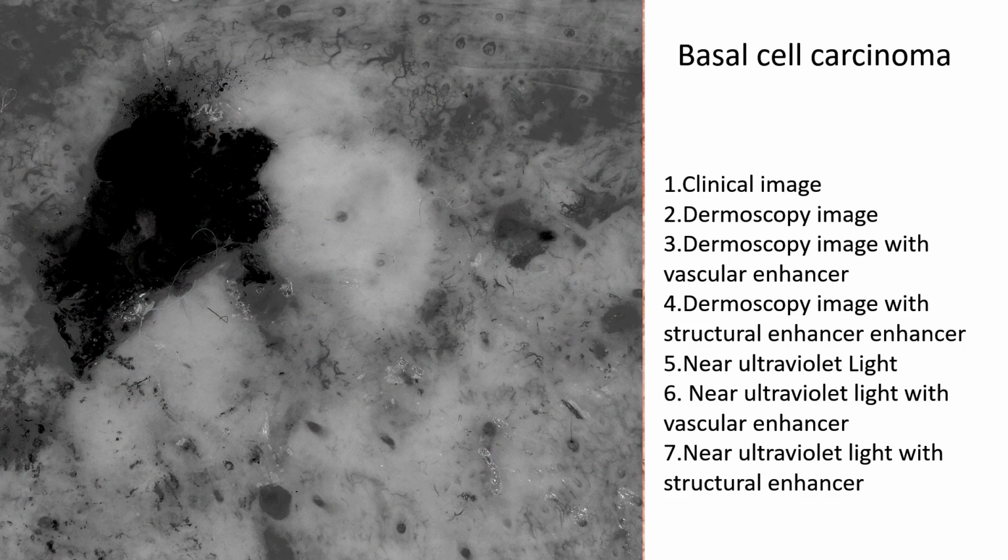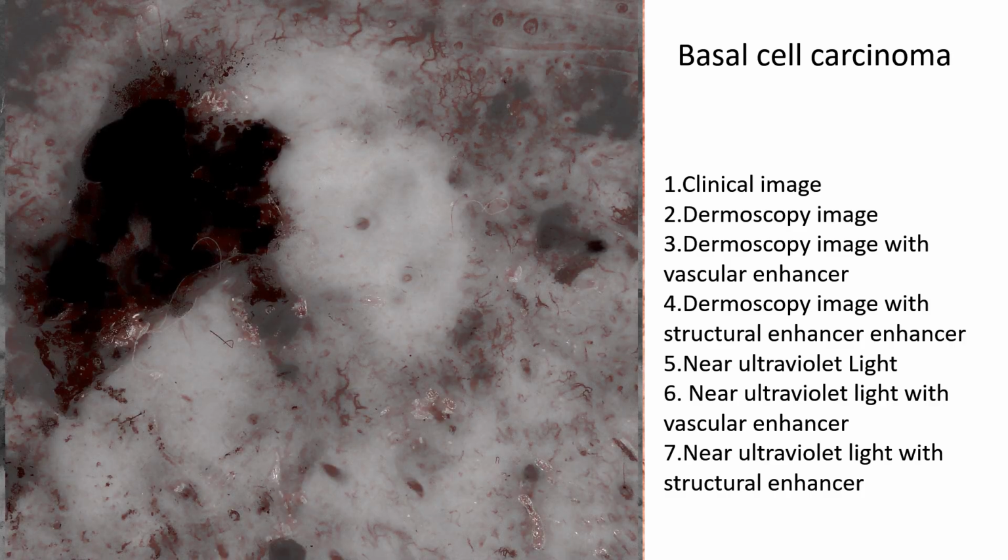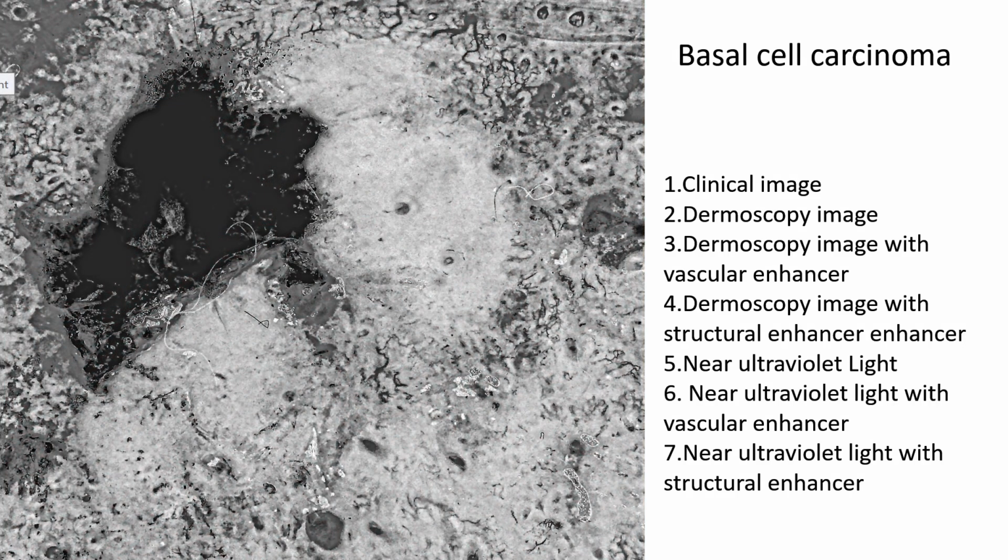In the near ultraviolet light, they appear black, these areas of ulceration. With the vascular enhancer, not much help. And in the near ultraviolet light, not particularly helpful as well. So for this particular case, it's better in the polarized mode with the vascular and structural enhancers.